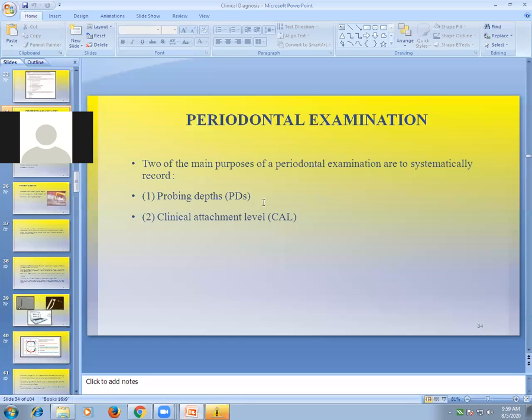So probing depth, clinical attachment level, then pathologic tooth migration, tooth mobility and percussion. All these 5 features are going to tell you about the status of the periodontium. Got it?